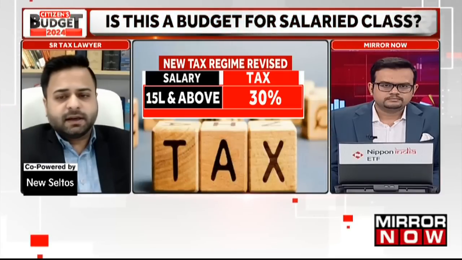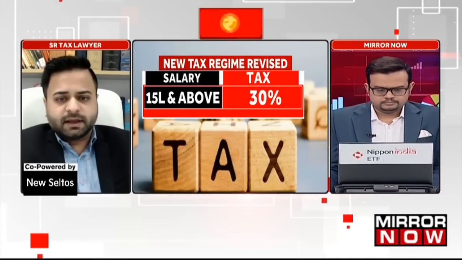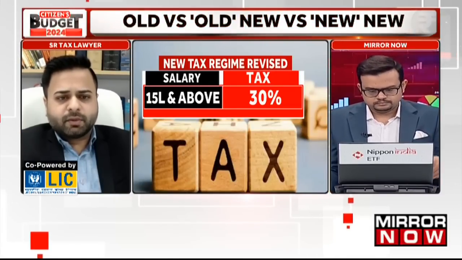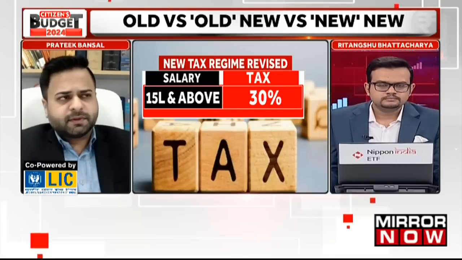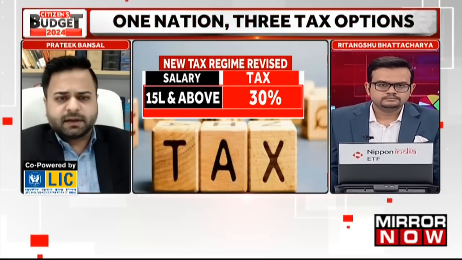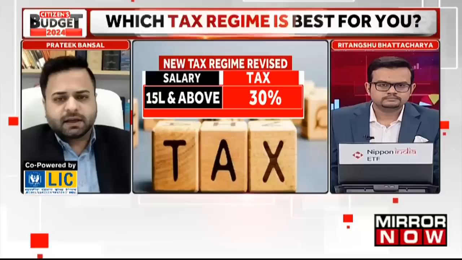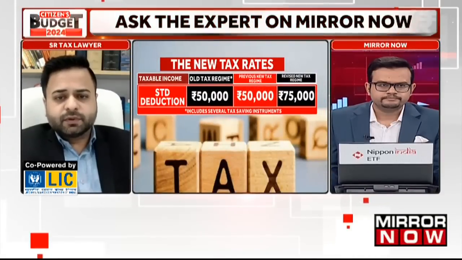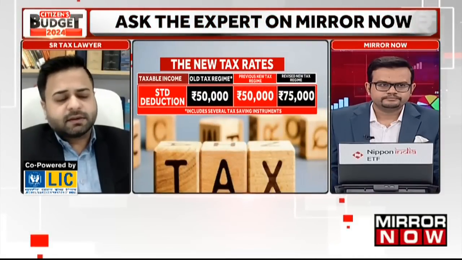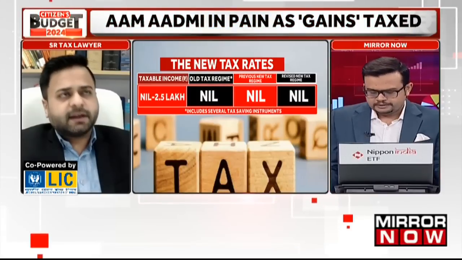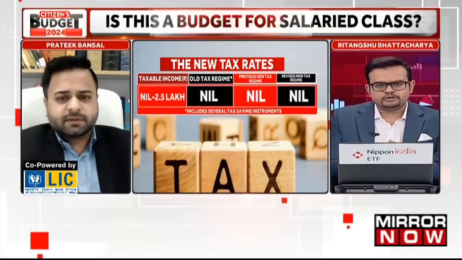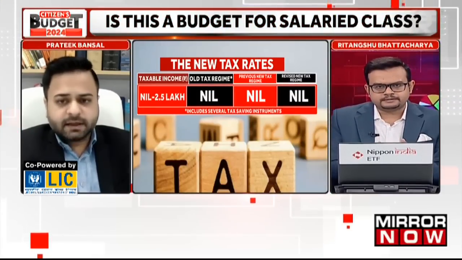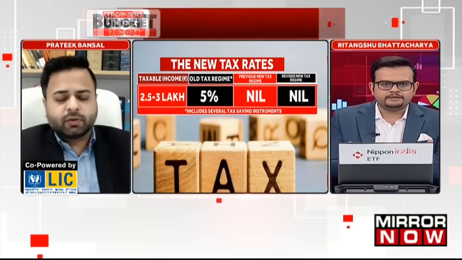So in the entire overall scheme of things, personal taxation, while they have tried to strike a balance, doesn't play the pivotal role in their entire decision making. If you see, they are also incurring a net loss. Unfortunately, that is the reality. Correct. If that is the reality, Pratik Bansal.